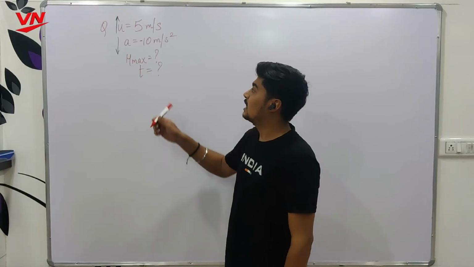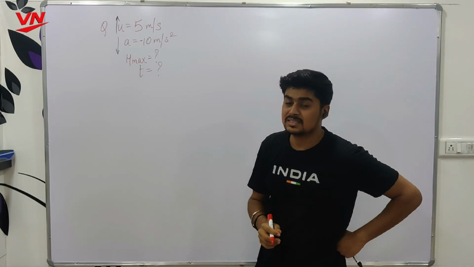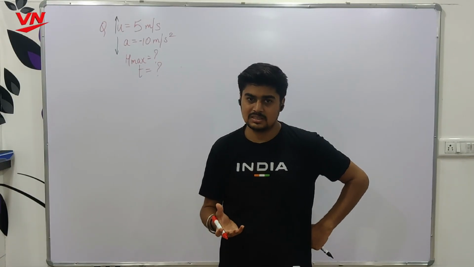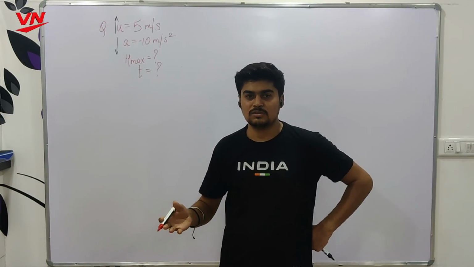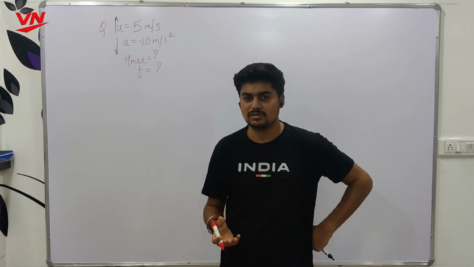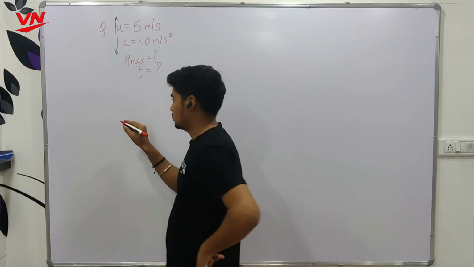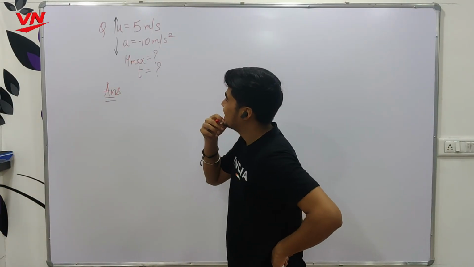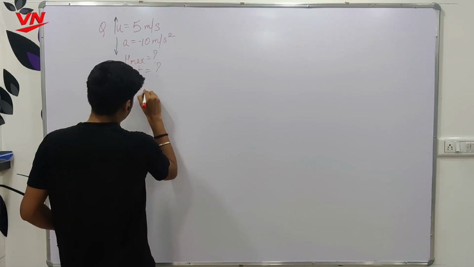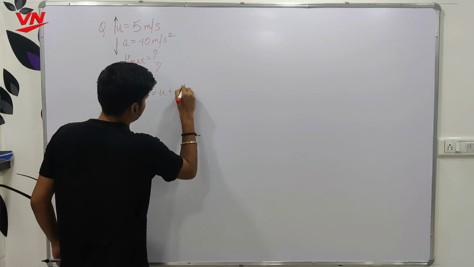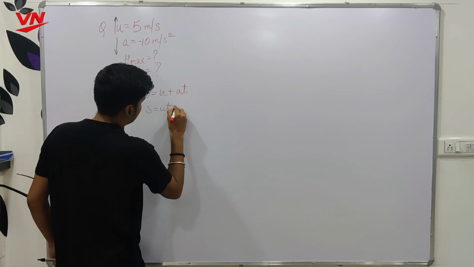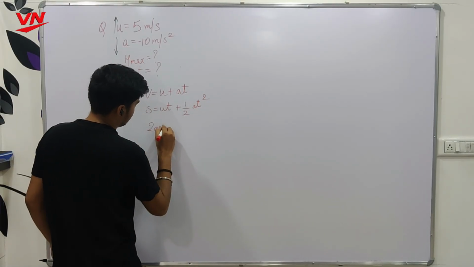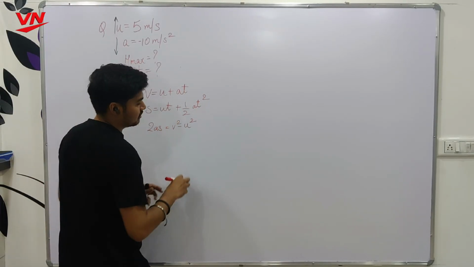How will we find out? As you can see, the acceleration is minus 10 meter per second square, which we take as constant. Whenever the acceleration is constant, the three equations of motion can be used. And what are those three equations? You know. Okay. So the question is, which equation will I use? As you can see, the three equations are v is equals to u plus at, s is equals to ut plus half at square, and 2as is equals to v square minus u square. What do you think?